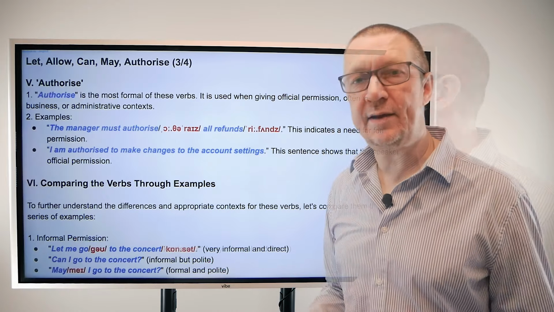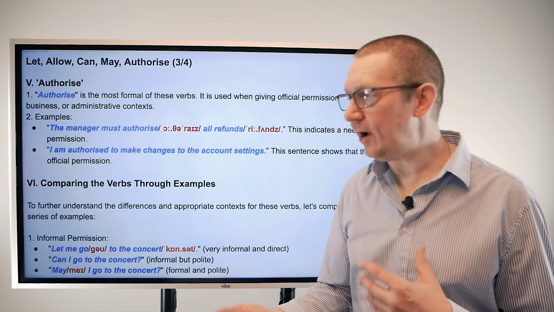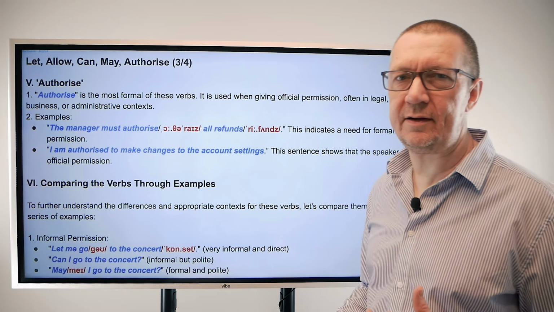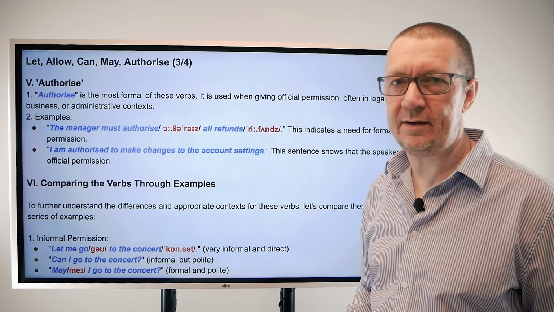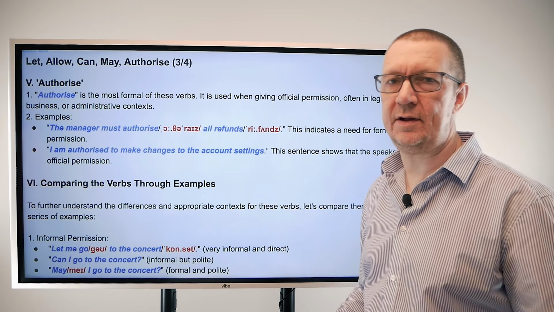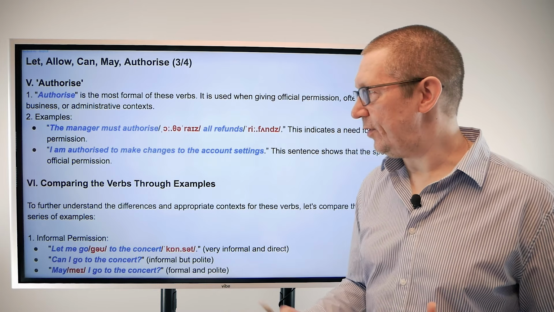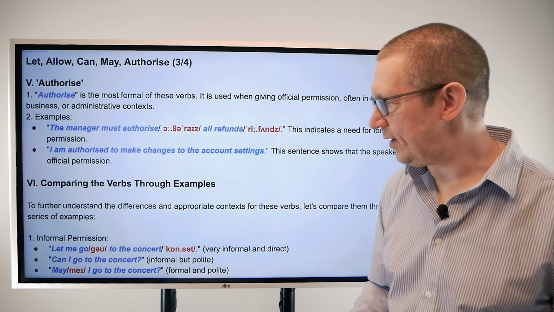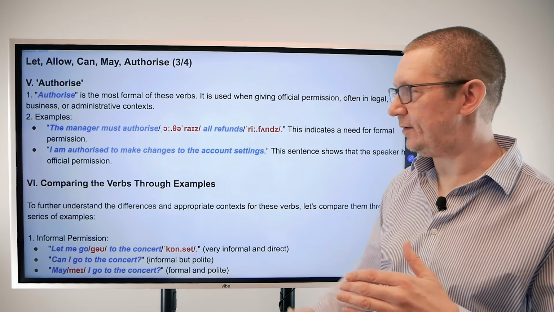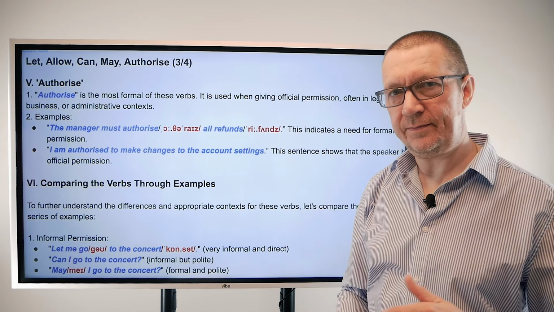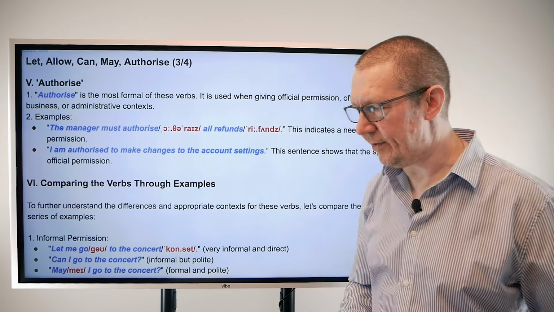Okay, so now we're going to compare some of the examples. We'll go through a few things that'll show you how we use these. We've looked at the main rules, and now we're going to have a look at how they fit into everyday conversations. So let's do it going from least formal to maybe most formal. We'll see how that works out.